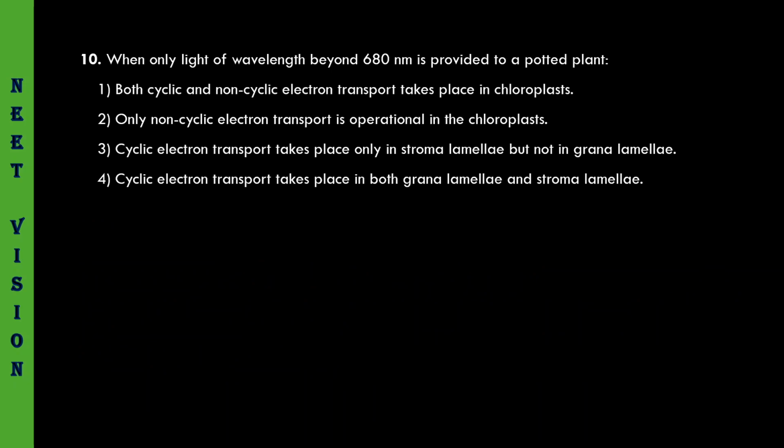When only light of wavelength beyond 680 nanometers is provided to a potted plant, only PS1 is operated and cyclic electron transport or photophosphorylation takes place. Let us see the options. What happens when light whose wavelength is more than 680 nanometers is given? Actually PS2 is not operated.